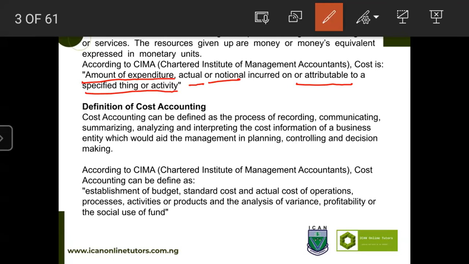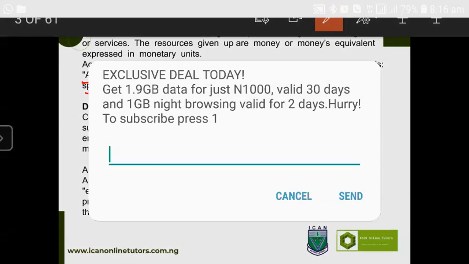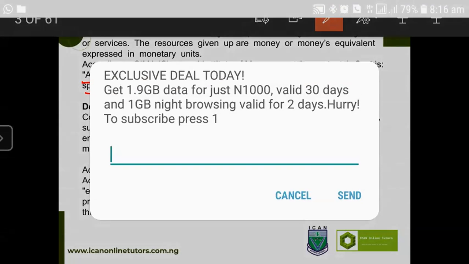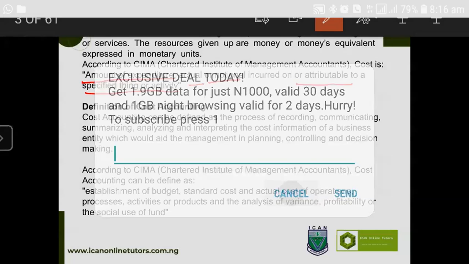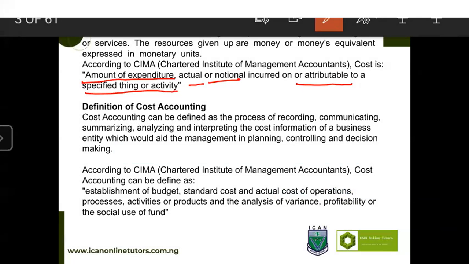You can define it according to CIMA, but before you even define according to CIMA, you must also be able to give an expansion. That is, you will explain further on what the cost is. To pass an ICAN exam is very easy, but you should be able to explain further. If ICAN tells you it is 2 marks, that 2 marks is not just you giving them one or two line items. You have to explain further.